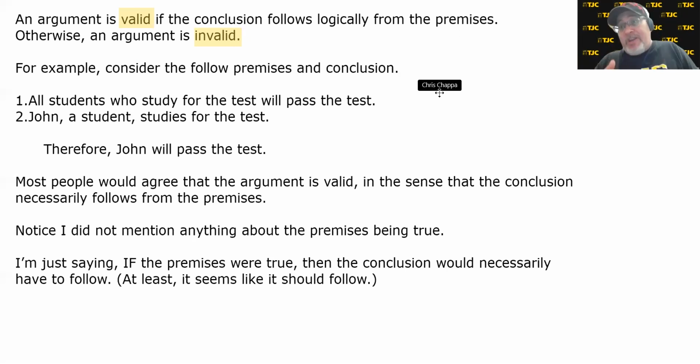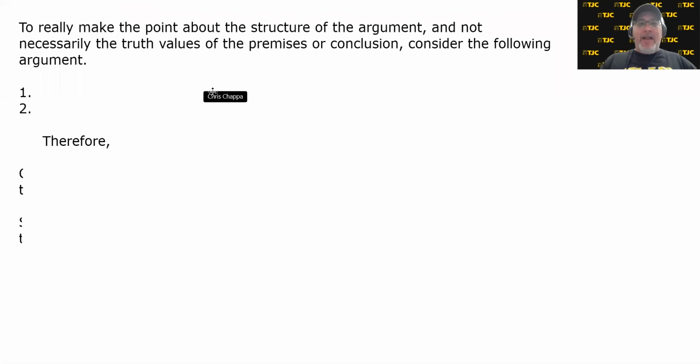Now, of course, I know how this story ends, and I can tell you right now, yes, that is a valid conclusion because this is a valid argument. But to emphasize that determining the validity of an argument has nothing to do with the actual truth values of the statements, but rather the relationship between the premises and the conclusion, let's take a look at one more. Consider the following argument.